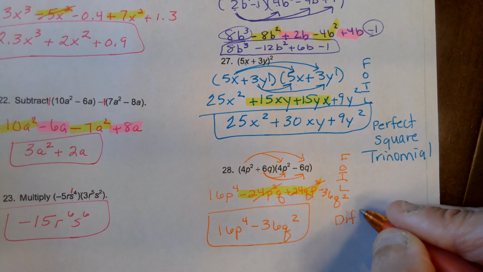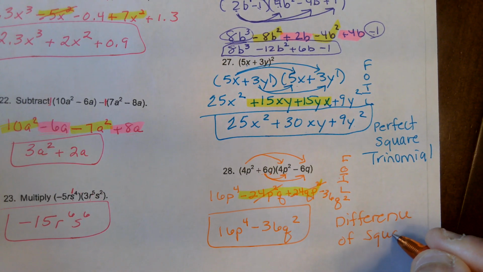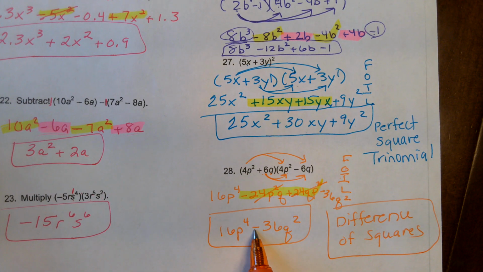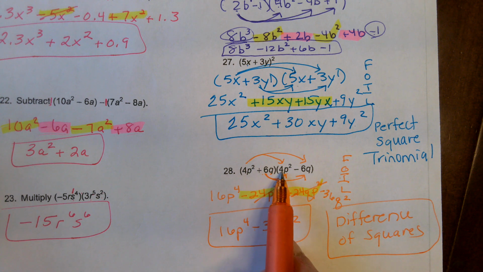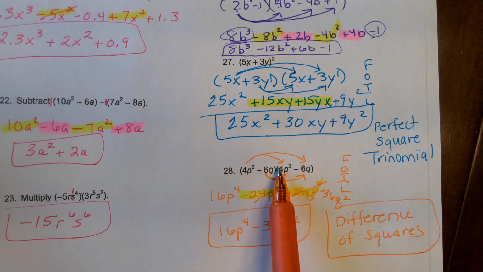Which is a difference of squares. It's a difference of two perfect squares. The square root of this is 4p to the second. And the square root of this is 6q. Look at 4p to the second, 4p to the second, 6q, 6q, ones plus, ones minus. That is how a difference of squares will factor.